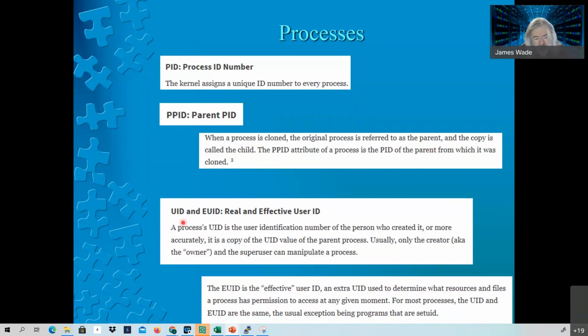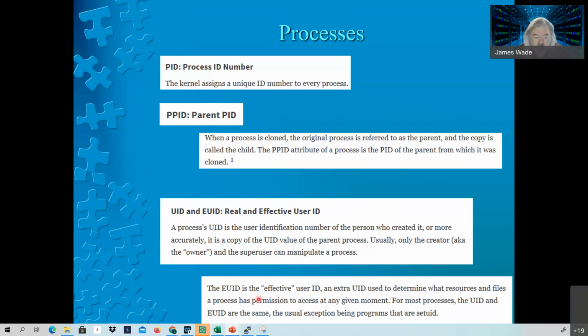You have the UID and the effective UID. A process's UID is the user identification number of the person who created it. Or more accurately, it's a copy of the UID of the parent process. Usually only the creator and the super user can manipulate the process, meaning root can manipulate the process, kill it, as an example, or basically the owner of the process.